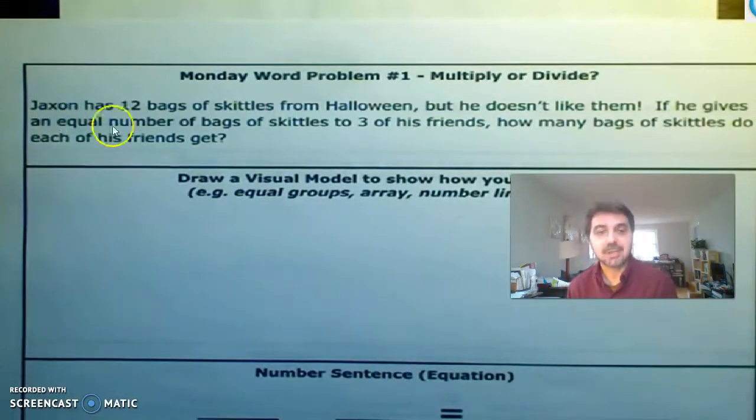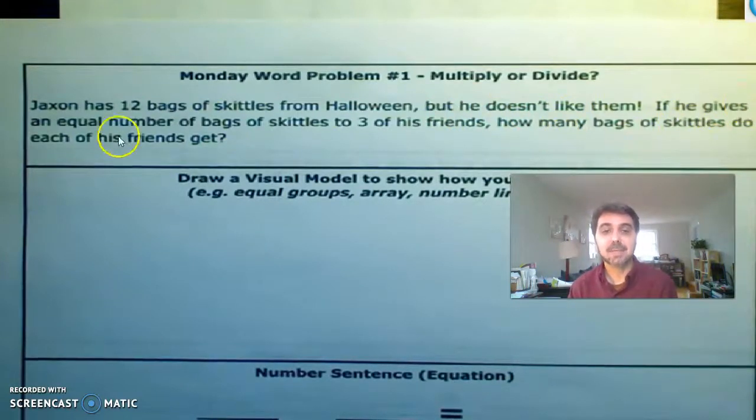So it says, Jason has 12 bags of Skittles from Halloween. Okay, so I can imagine 12 bags of Skittles. I like Skittles. I mean, they're good. Not as good as Snickers, but, you know, they're all right. But he doesn't like them. What? He doesn't like them. Okay, that's fine. Maybe he likes Snickers better, too.